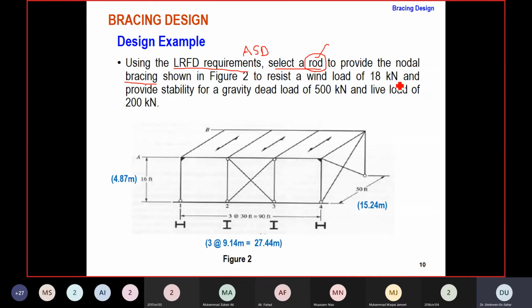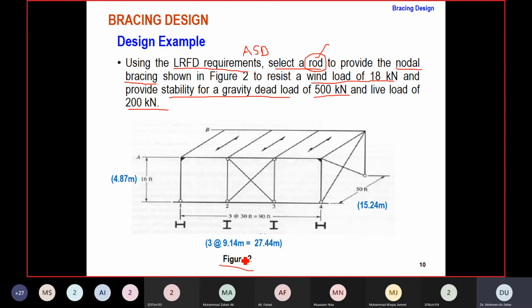So the type of the bracing is also given. ठीक है जी, आप nodal brace provide कर रहे हैं, shown in figure number 2, to resist a wind load of 18 kilonewtons and provide the stability for a gravity load of 500 kilonewtons and live load of 200 kilonewtons. So 3 types of loads need to be resisted by providing the bracing system in the form of nodal bracing, and the shape and the location is given in the figure. This figure number 2 you can see.